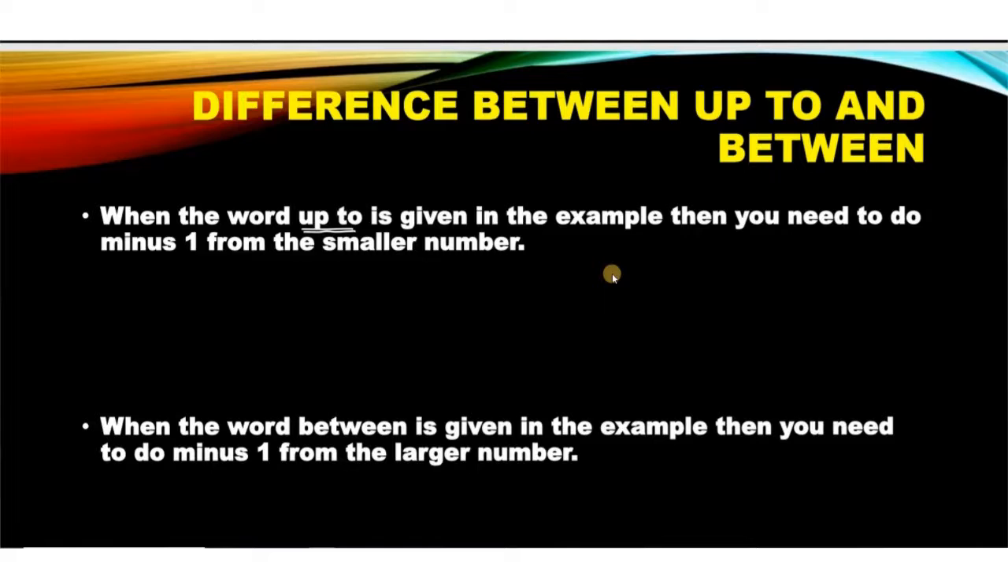For example, up to 200 to 500. Now out of these two numbers, this is the smaller number, and what you need to do is subtract 1 from it. So now you have to find from 199 to 500. So this is the first variety.